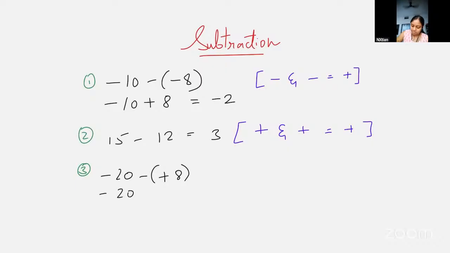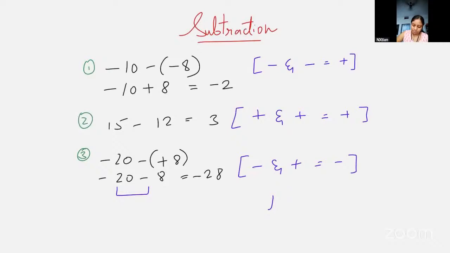-20 minus plus 8. Okay, so minus minus is plus. So 20 plus 8 I will do. See in the second line right here, minus minus is plus. So I'm going to do 28. I will write 28 and I will put a minus sign. The answer is going to be -28. Why? Because 20 is the bigger number and it is negative. So the answer 28 also will be negative. In the bracket, I will write minus and plus is equal to minus as the rule that I'm using. Okay. And one more we will check out.